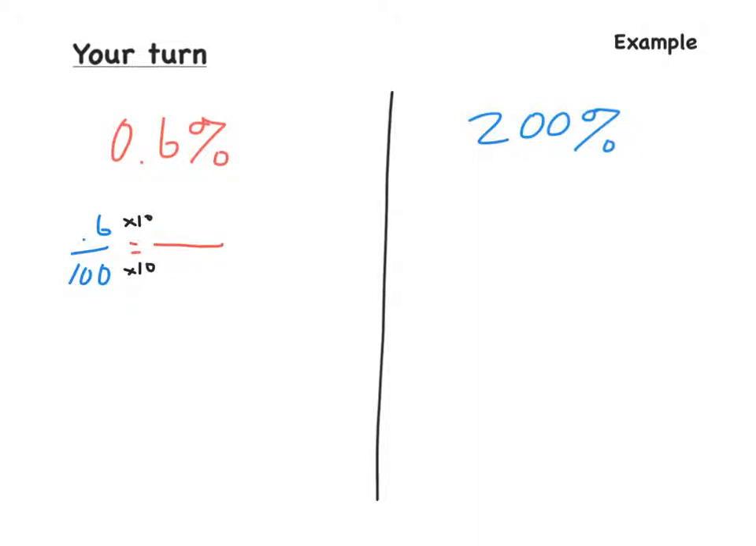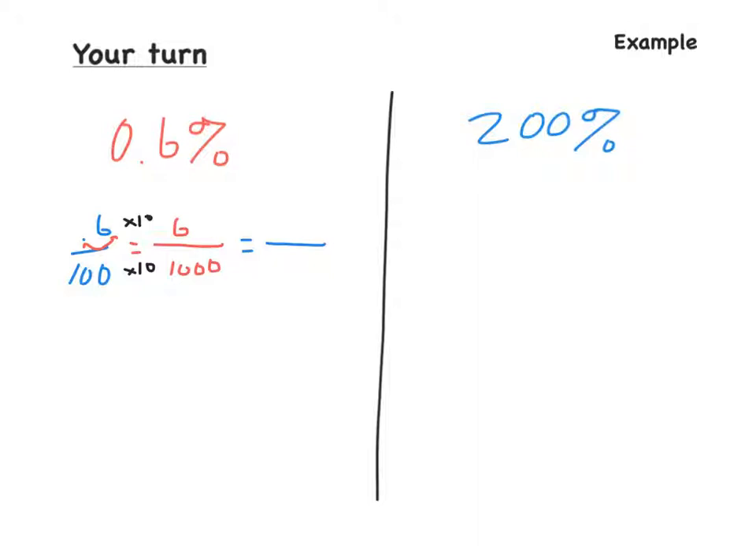So 6 times 10 is equal to 60, or is equal to 6, excuse me, it's equal to 6, because all we're doing is moving the decimal point over 1 to the right. So 100 times 10 is equal to 1,000. So 6 over 1,000, we could simplify this further because both of them are even. 6 is even, 1,000 is even.